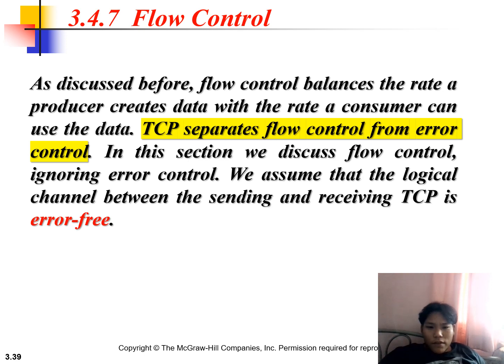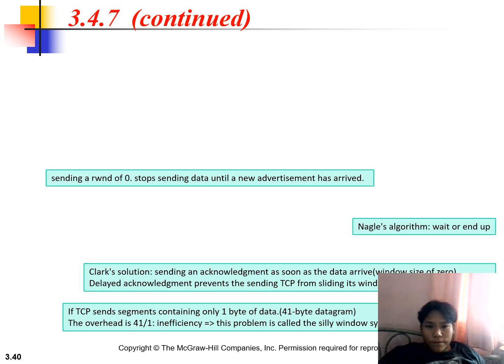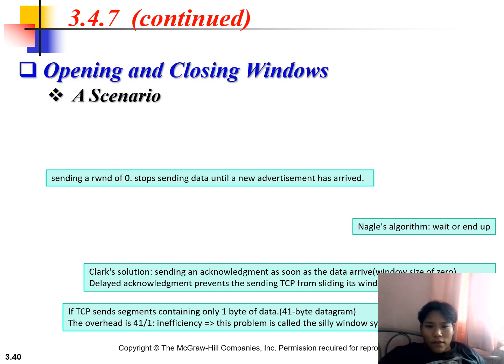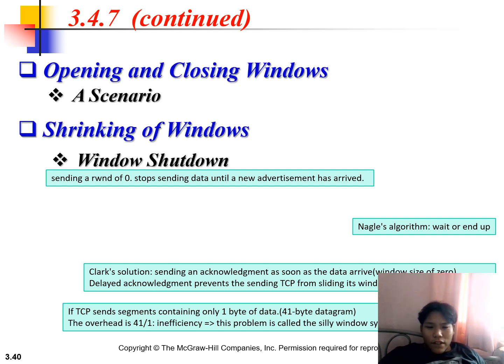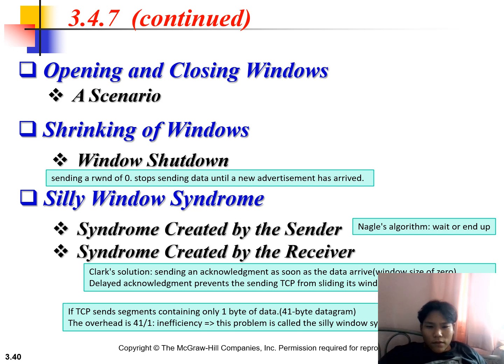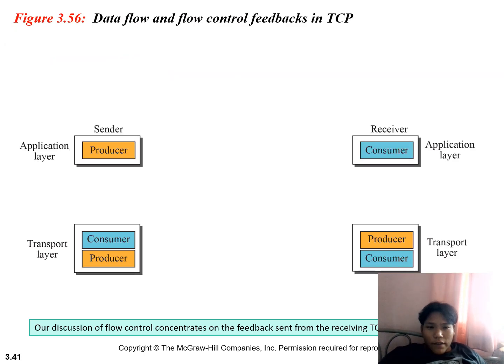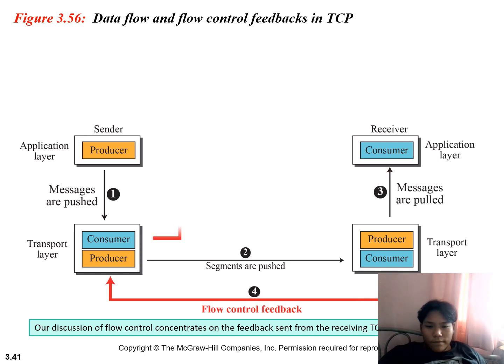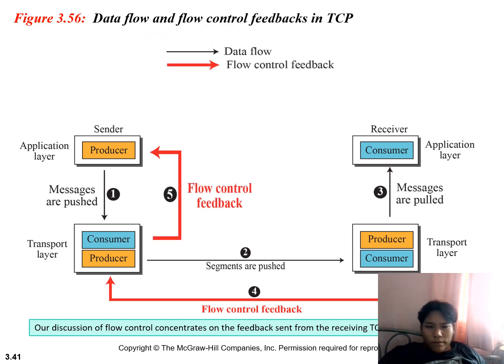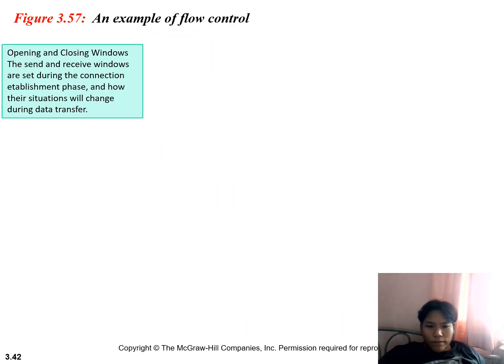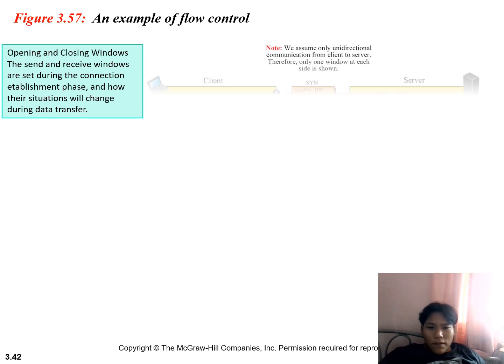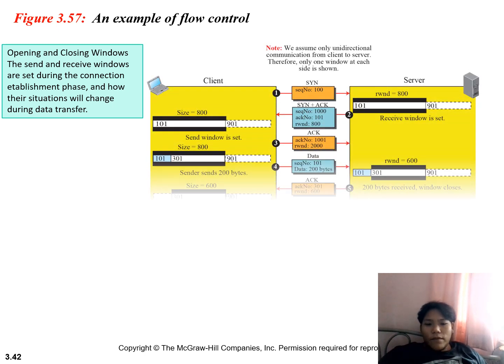Flow control. TCP separates flow control from error control. Opening and closing windows. Shrinking of windows. And silly window syndrome. Data flow and flow control feedbacks in TCP. This is an example of flow control.